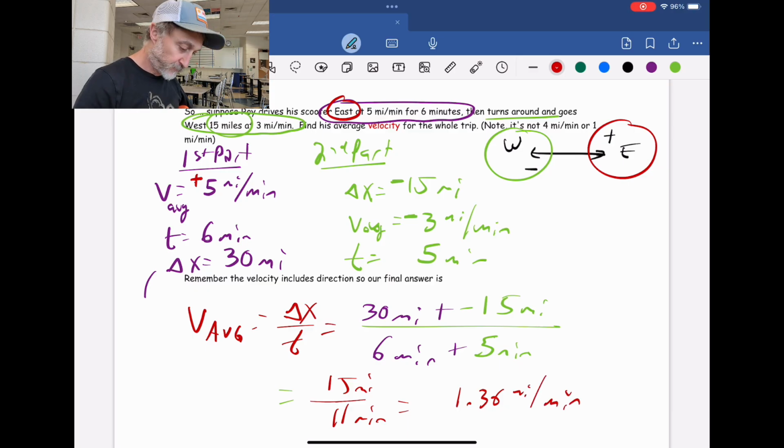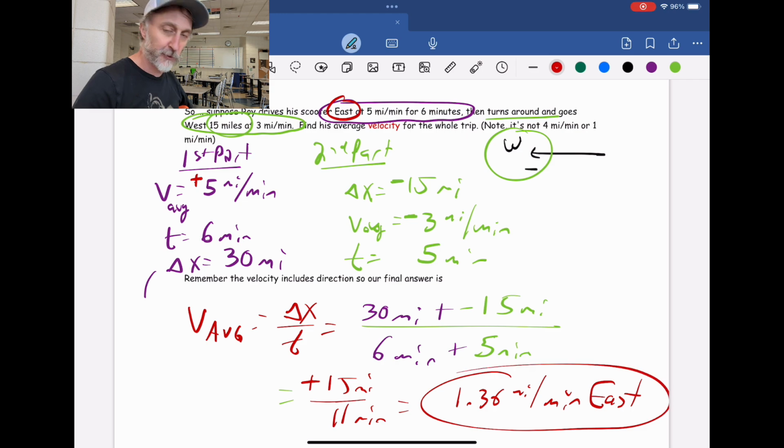What direction? Well, my answer came out to be positive 15. Positive means east, so here's my final answer: 1.36 miles per minute east. All right?